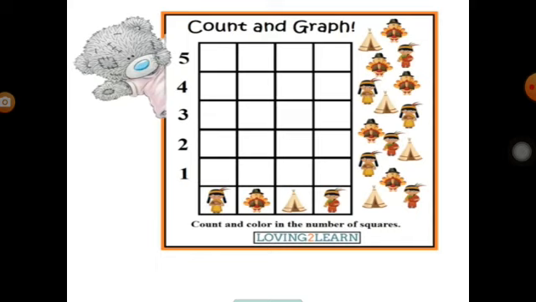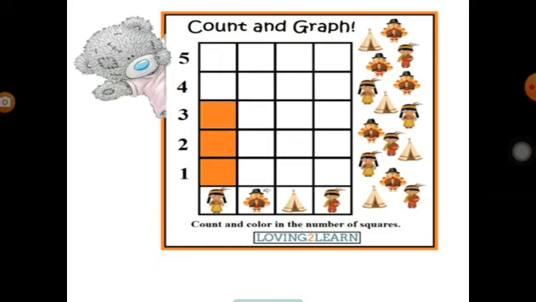Teddy says hello. He wants to count and graph with us today. So let's get started. Right down here, as we read the directions, it says count and color in the number of squares. So we are going to count how many Native American girls we see on the side over here. So count with me. 1, 2, 3. So then over here, we have to fill 3 squares in. 1, 2, 3. Teddy says, "Ooh, that's excellent."